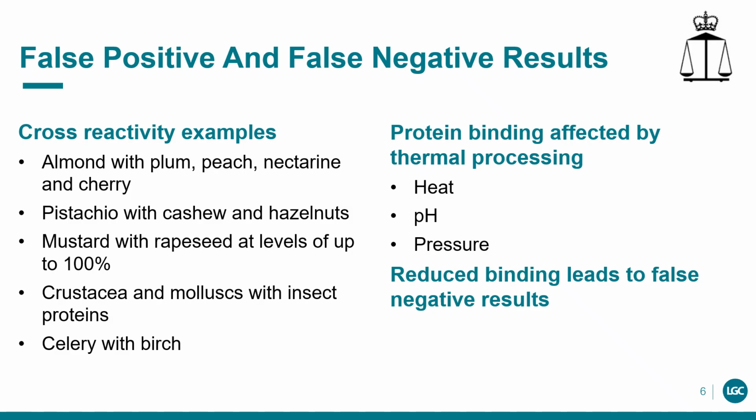Typically, when an allergenic protein is subjected to heat, pH, and pressure changes, their structures may be altered so that they no longer bind to the antibodies being used to detect them. The result of this is that they frequently go undetected, with potentially significant consequences.